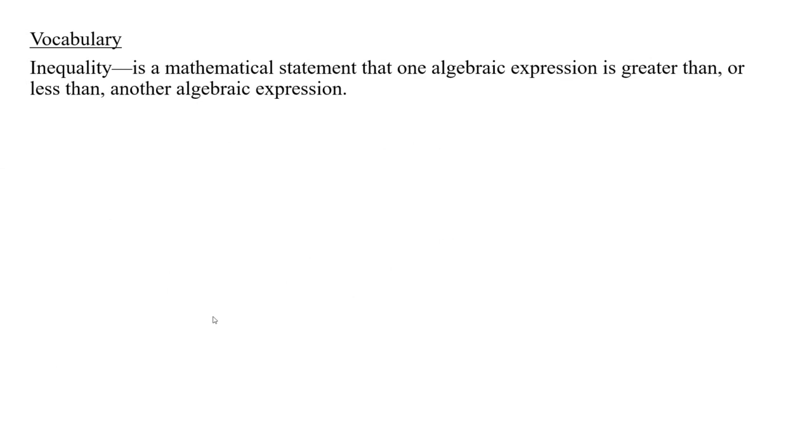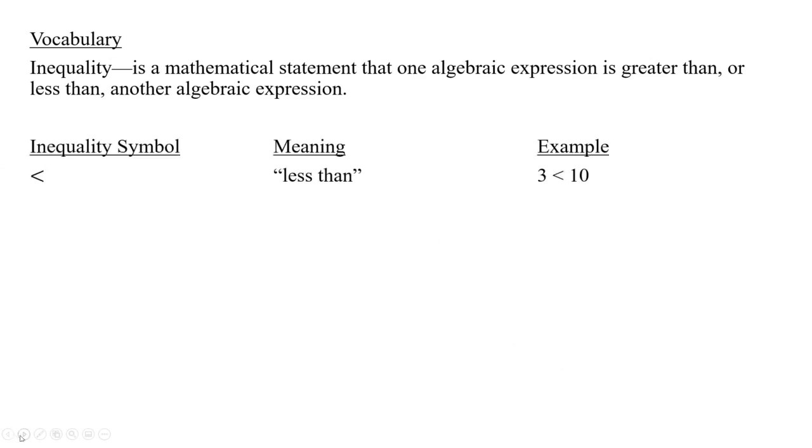When you compare two algebraic expressions which are equal, that means an equation. When you compare two algebraic expressions which are not equal, it is called an inequality. So that's basically what inequality means. So we use different symbols to compare two different numbers or expressions. The first one is called less than. So this is the symbol for less than.